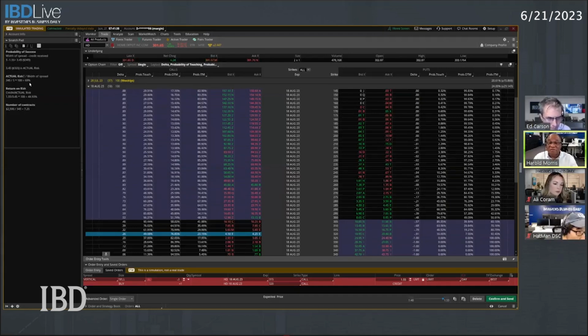Probability of success is defined as this trade making at least one penny or more. So it doesn't mean it's going to be some explosive winner. We hope so, but not necessarily.